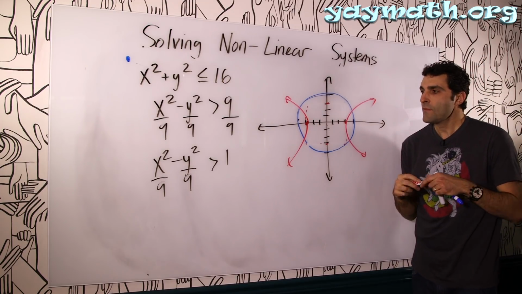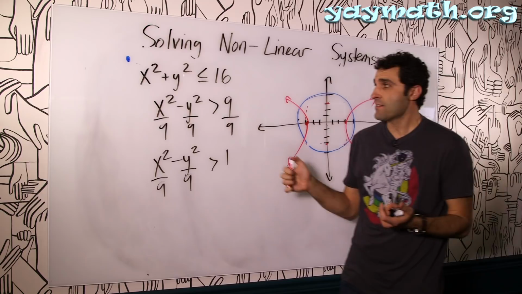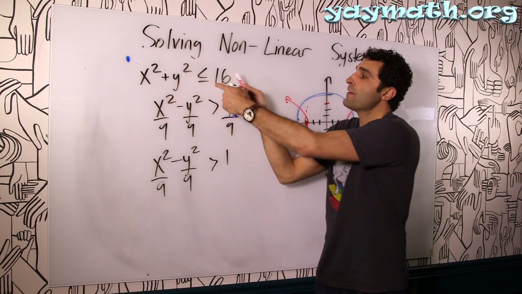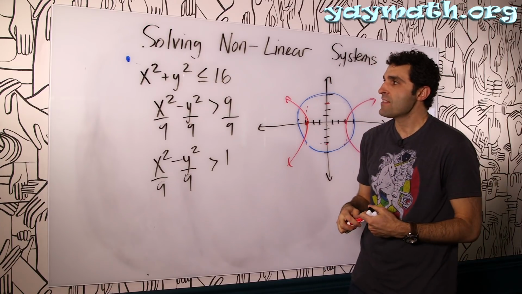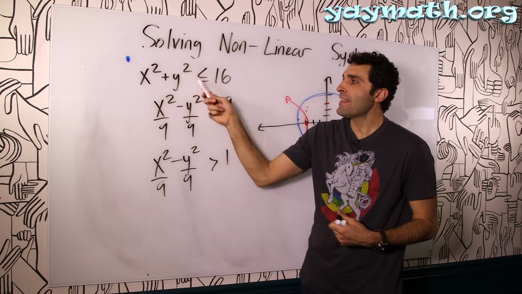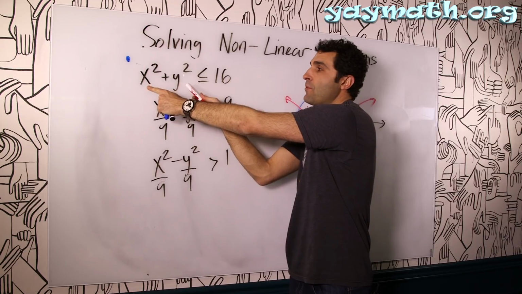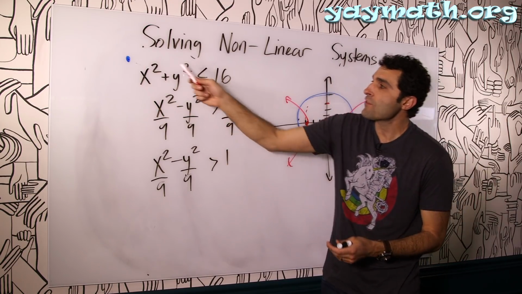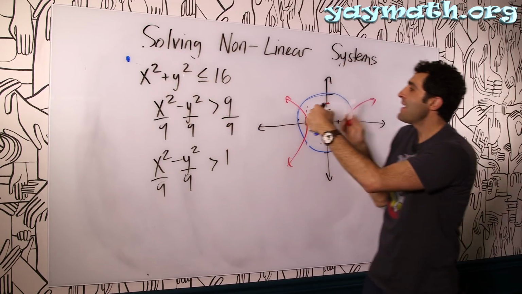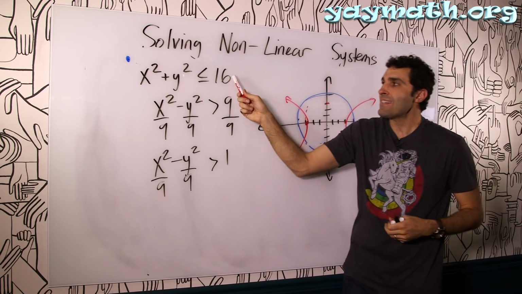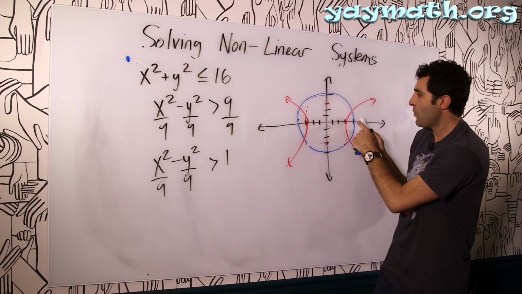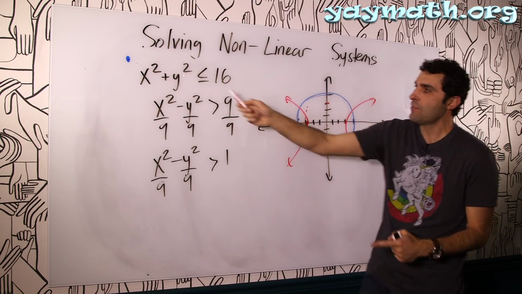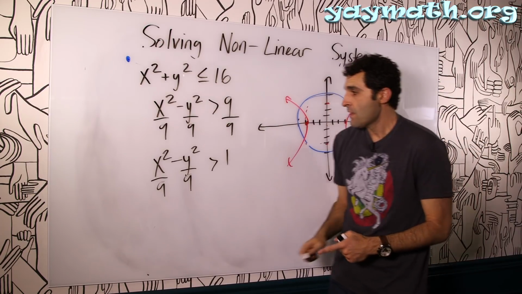All right, let's talk about where the shading is. You'll notice x squared and y squared both have to be less than or equal to 16. So values like 1 and 1, or 1, 2, or 0, 0. All those points that are included are everything inside the circle, less than the 16, really less than the 4. So we're going to shade inside this blue circle because it's less than.